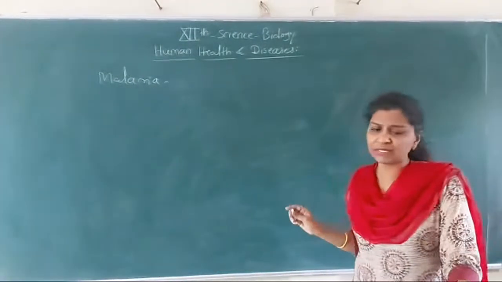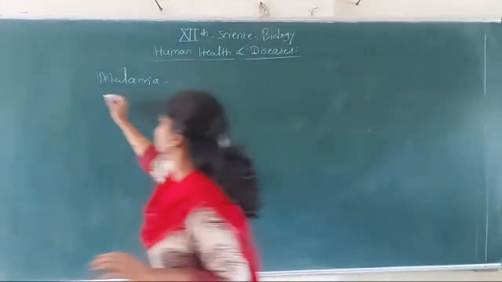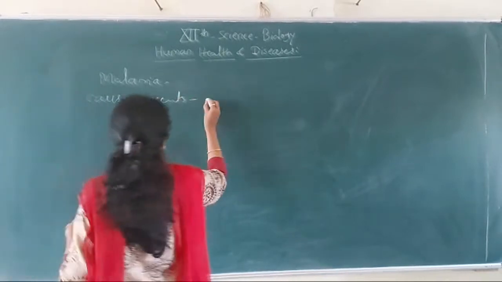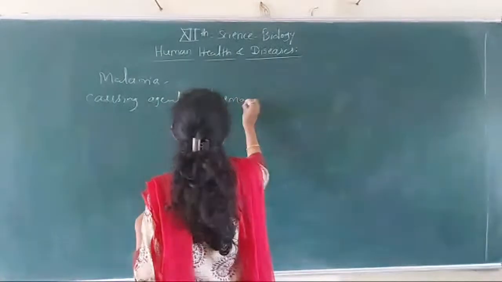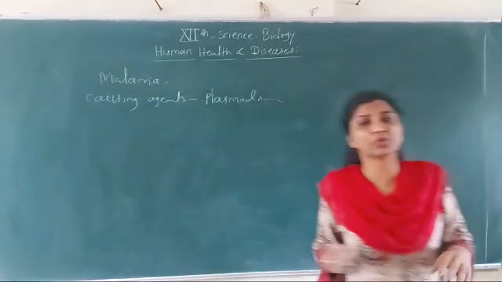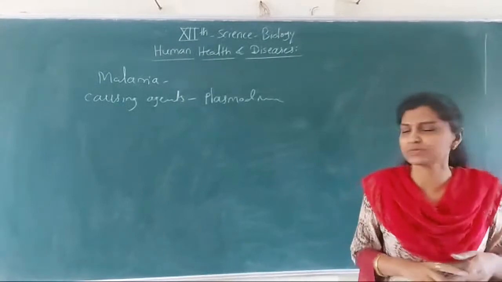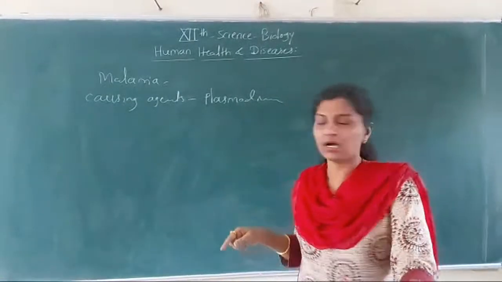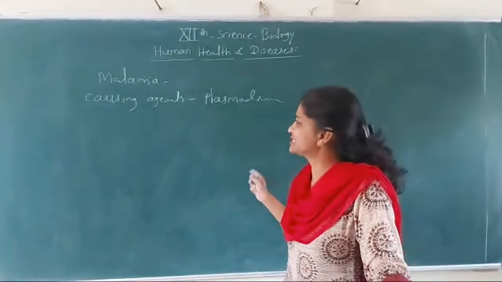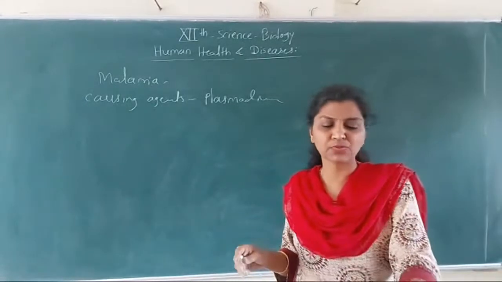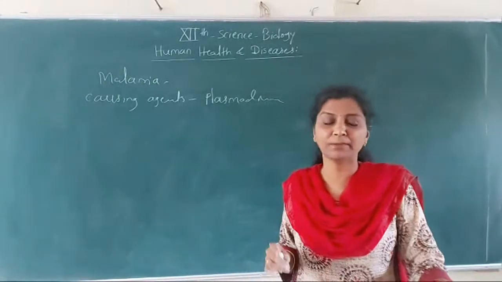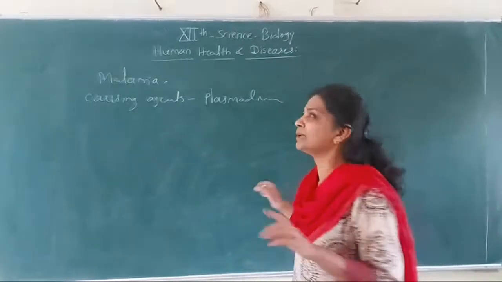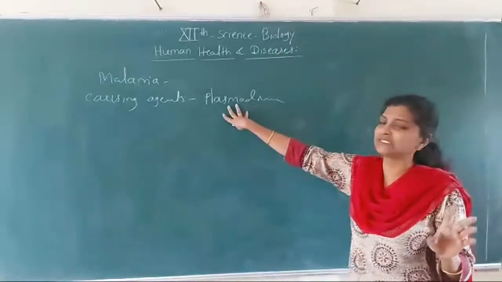This disease malaria, the causing agents are Plasmodium. Plasmodium are protists, that is unicellular organisms, eukaryotic and unicellular like amoeba. There are four species of this genus Plasmodium: Plasmodium vivax, Plasmodium ovale, Plasmodium malariae and Plasmodium falciparum. Falciparum is the most serious malaria. So the genus is Plasmodium.